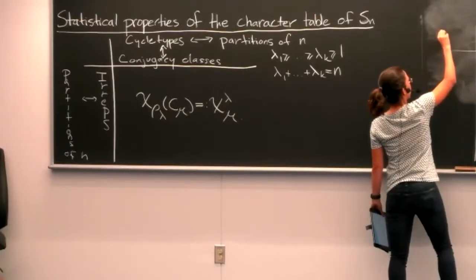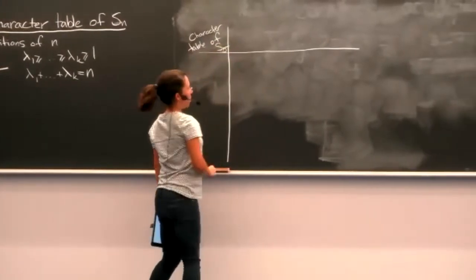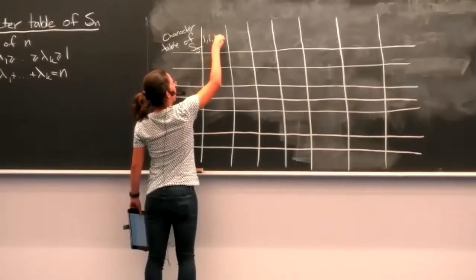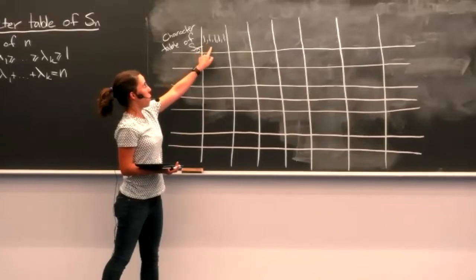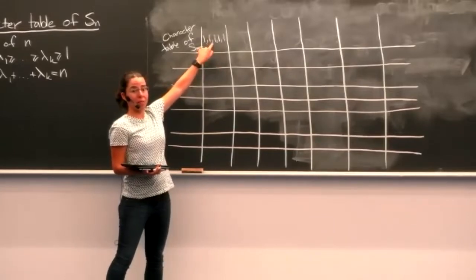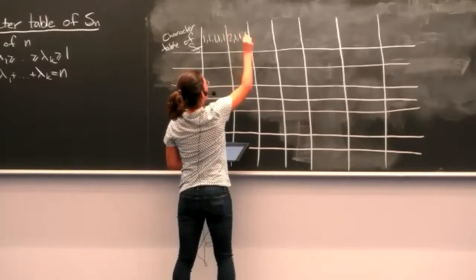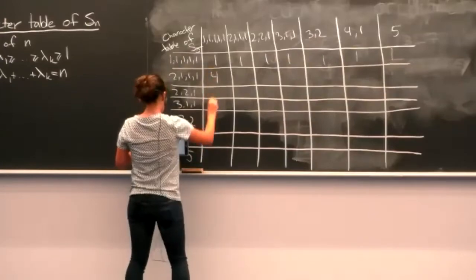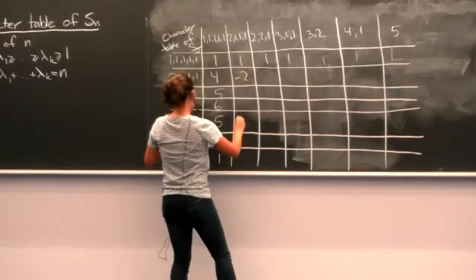So I'll write down the character table of S5. So there are 7 partitions of 5. Okay, so here's the column corresponding to the cycle type 1, 1, 1, 1, 1. So this is just the identity permutation. I'll write down all the other partitions. So this is the trivial representation. These are the degrees of all the characters, all the other numbers.